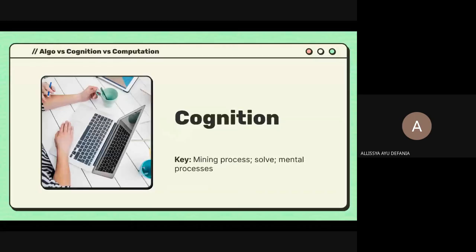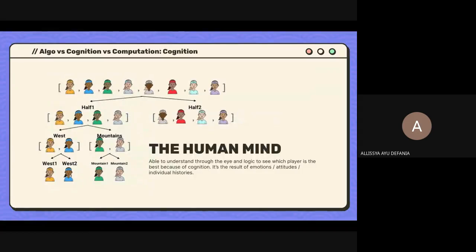I'll begin from the cognition. The goal of cognitive computing is to simulate the human thought process in a computerized model, and in our case it is the tennis player metaphor. This is why we choose a tennis competition to solve the cognition, because the human mind is able to understand through the eye and logic to see which player is the best, due to the result of human emotions, attitude, and even their individual histories. That was explained by my teammates before.